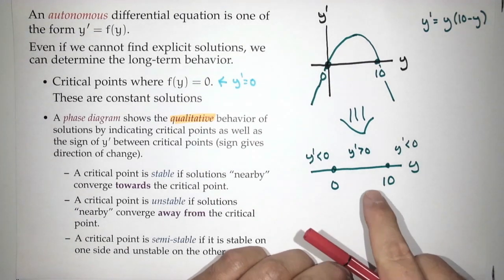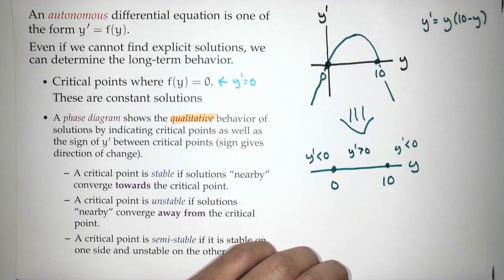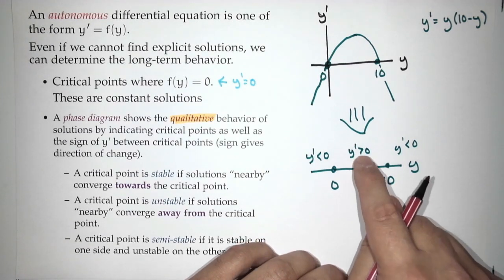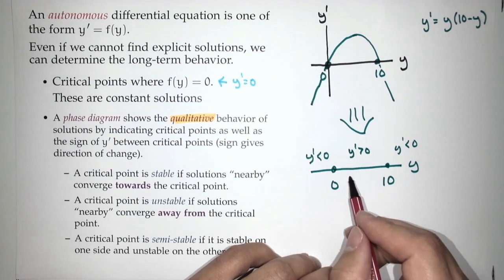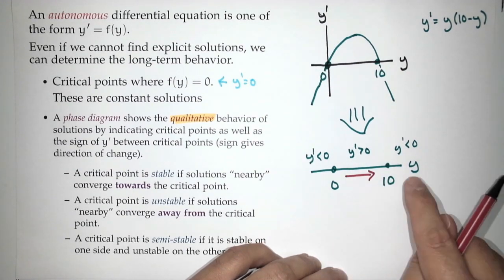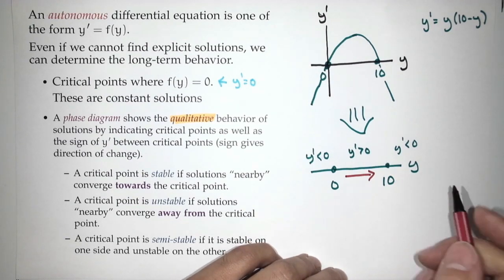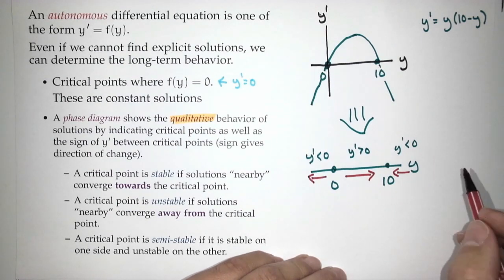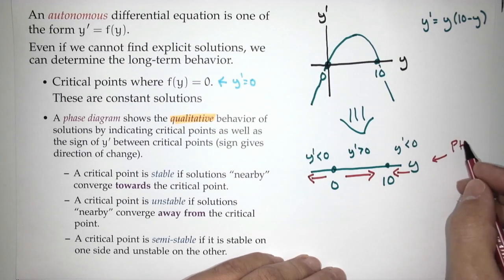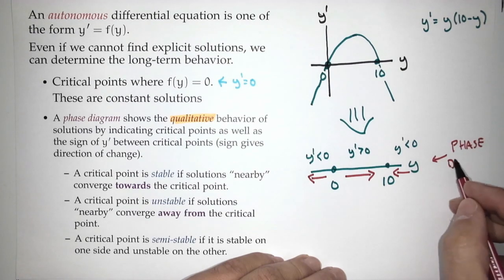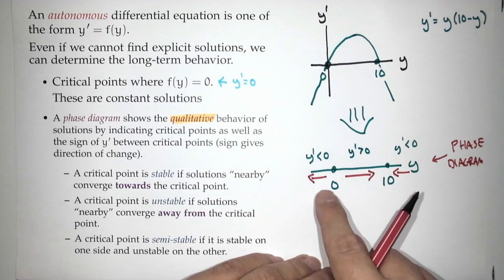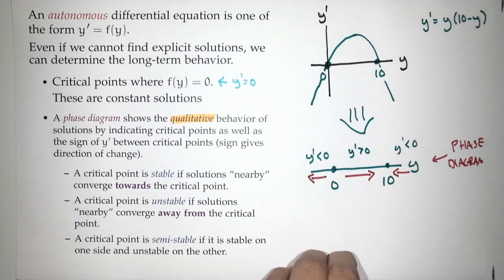Y prime being positive tells us, what's the behavior for y? Is y going up or down? Yeah. Where the derivative is positive, we go up. Y prime negative, do we go up or down? Down. And down. So this right here, this is what we call the phase diagram. And what it's telling us is, okay, in between our critical points, do our curves go up or down?